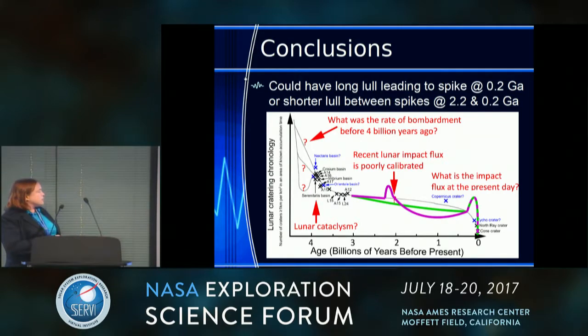Basically, in this illustration here, I show the two possibilities that seem most common, in that we could have a long lull, shown by the green, leading to a spike at about 0.2 billion years ago, or a shorter lull between the two spikes, one at about 2.2 and then the other again at 0.2 billion years ago.